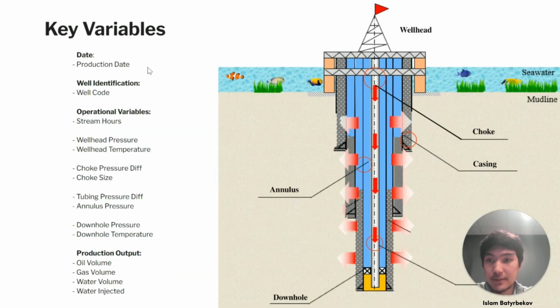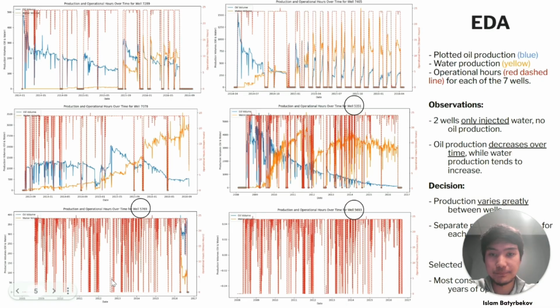As for key variables, the recorded production date, name of the well, how many hours per day they worked, and also the recorded pressure and temperature for all the parts that I visualized here, like the surface, bottom, tubing, which is the pipe, annulus, and the choke, which works like a faucet controlling flow. Finally, the output shows oil with gas and water as byproducts.